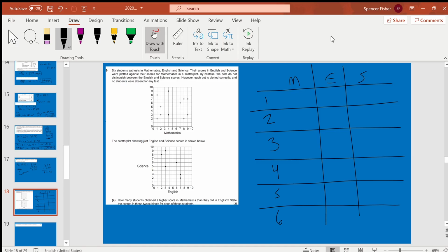So it's easy enough to figure out the English and science scores because they're already on here. The person who got a 2 on the English test got an 8 on the science. There were 2 people that got 3s on the English, and those people got a 5 and a 9 respectively on science. Person 4 got a 6 on English and coincidentally a 6 on science. And then there were 2 people that scored 7s on English. One of them scored a 2, one of them scored a 3.